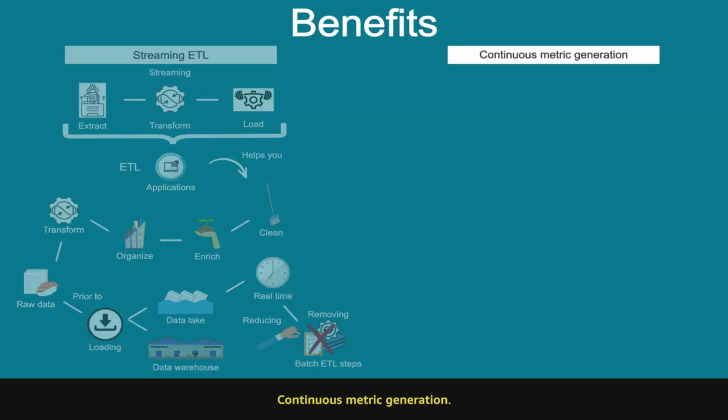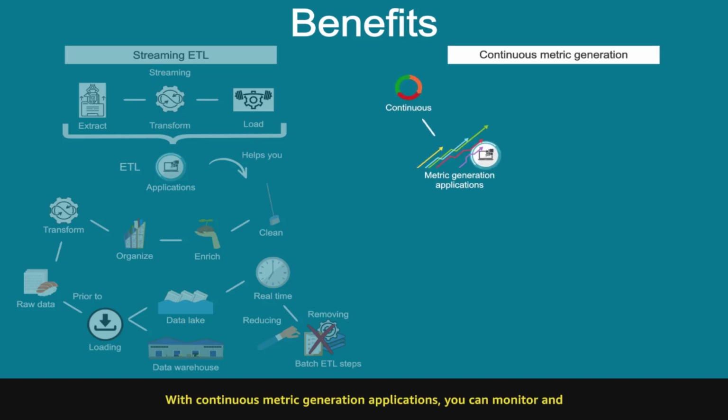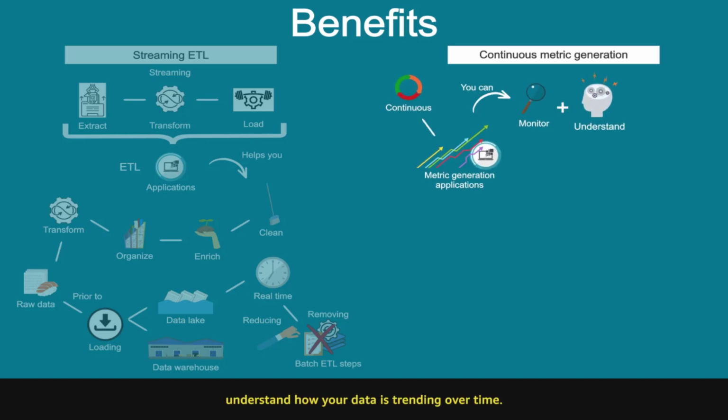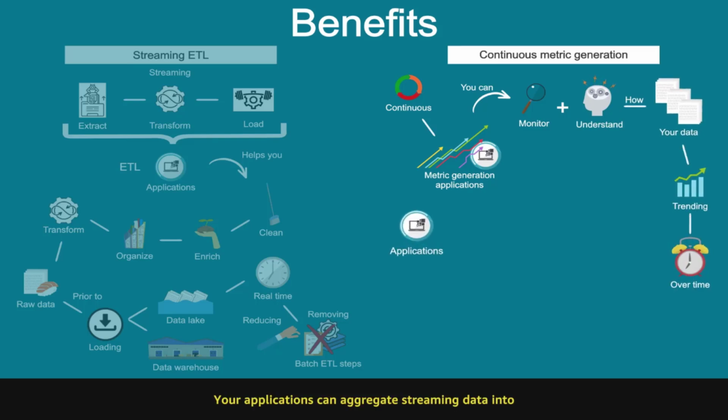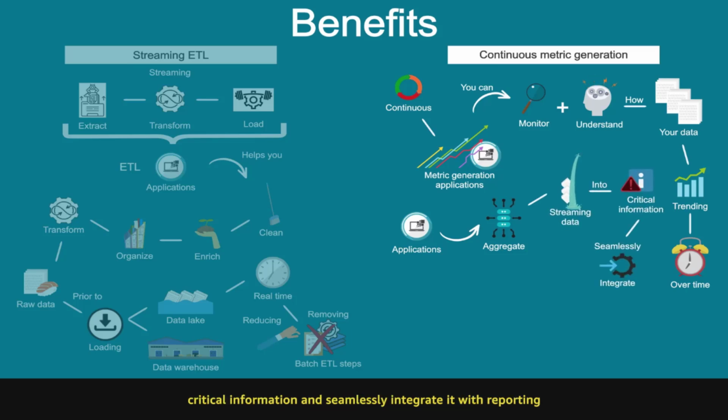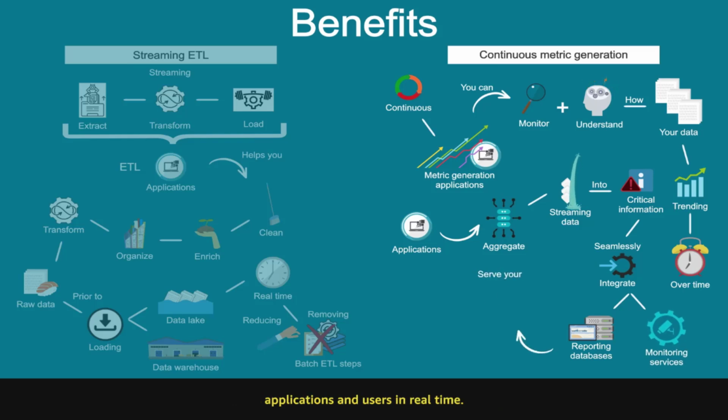Continuous metric generation. With continuous metric generation applications, you can monitor and understand how your data is trending over time. Your applications can aggregate streaming data into critical information and seamlessly integrate it with reporting databases and monitoring services to serve your applications and users in real time.